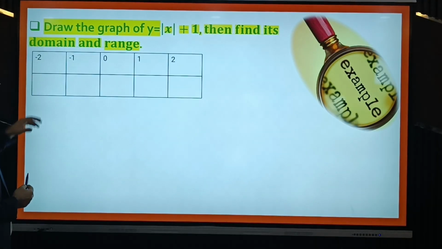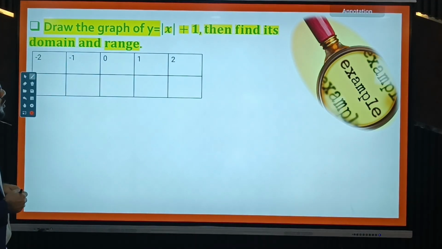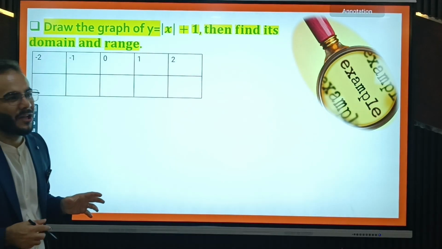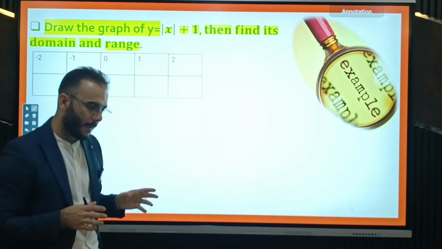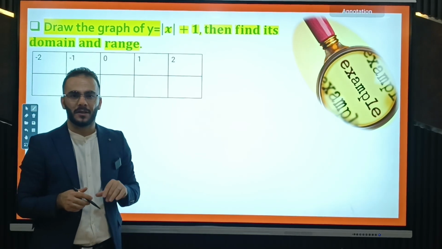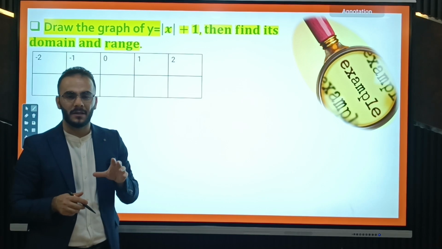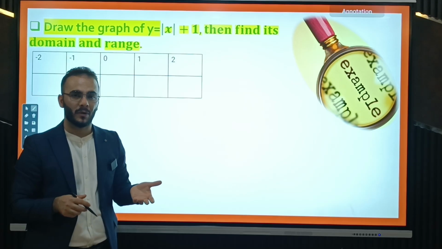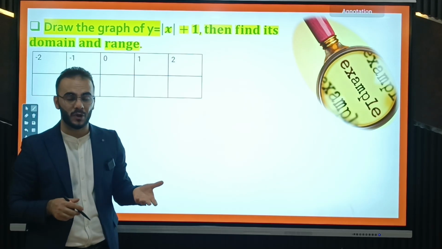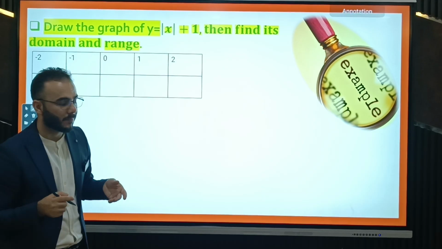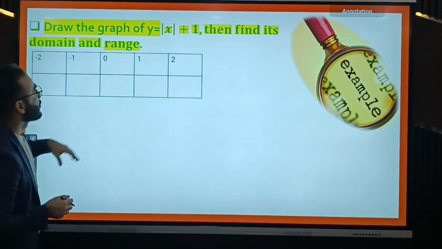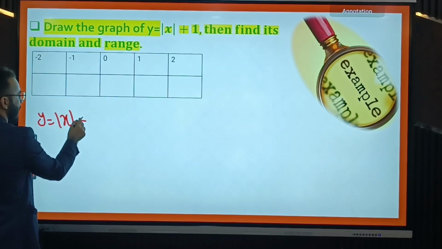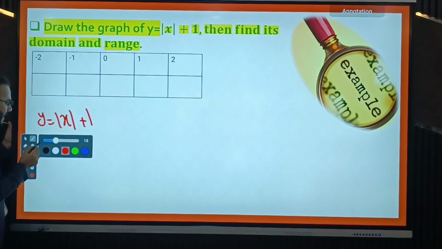So there is a question here. It says, draw the graph of y equal to absolute value of x plus 1, then find its domain and range. So this is actually called the point plotting way to graph a function. We will take some points, then we will find their outputs, and then we will plot them on a coordinate plane. So our function is y equal to absolute value of x plus 1.